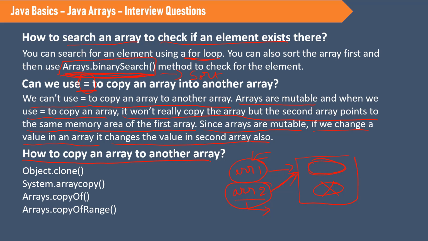How to copy an array to another array? We have discussed these four methods in the previous videos. One is the object.clone method, the second one is System.arraycopy, the third one is Arrays.copyOf, and the fourth one is Arrays.copyOfRange. These are the four methods we can use to copy one array into another array.